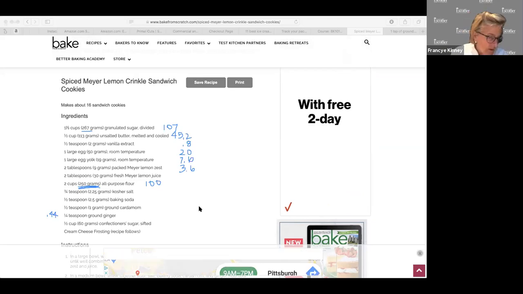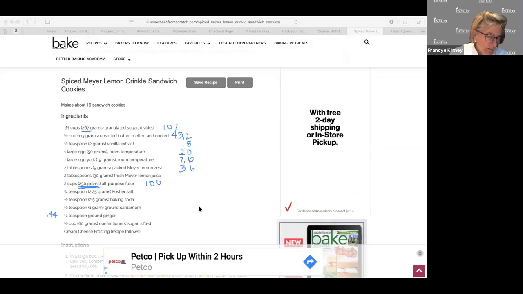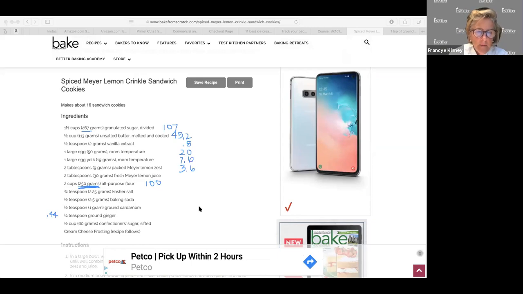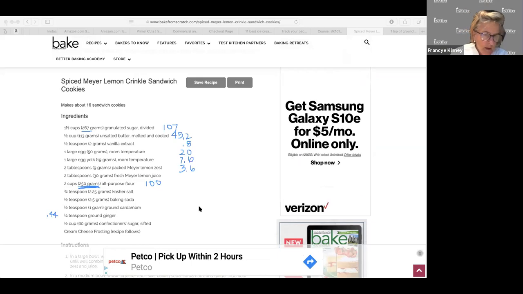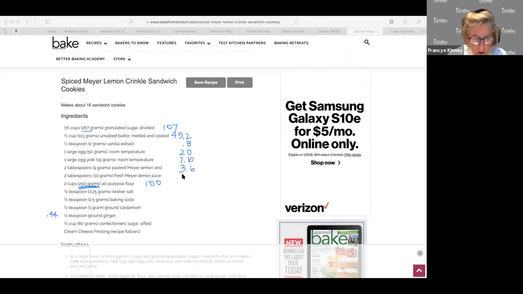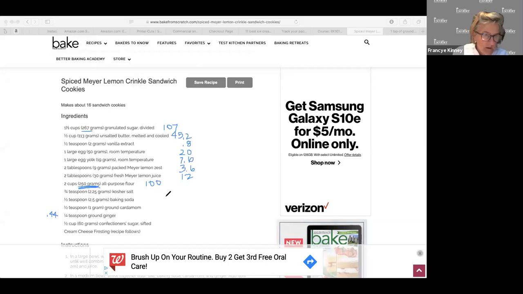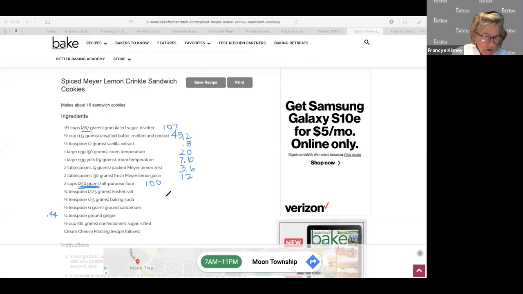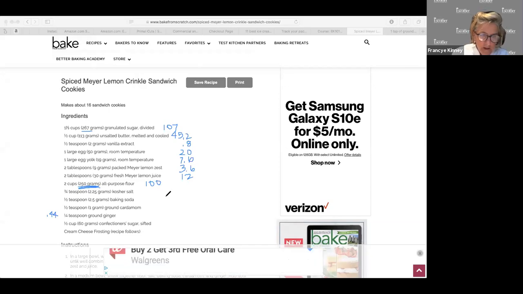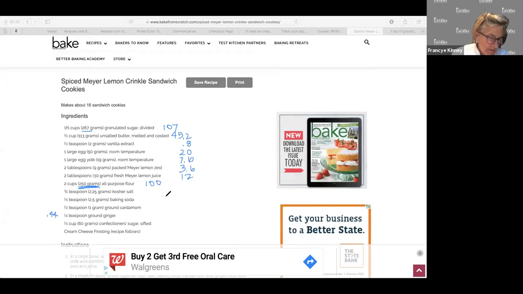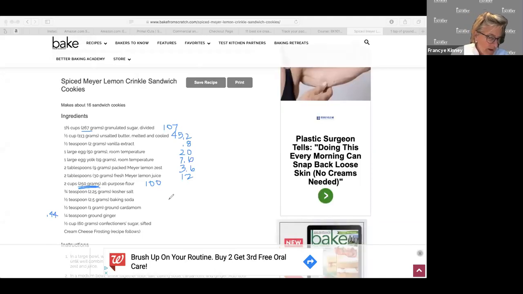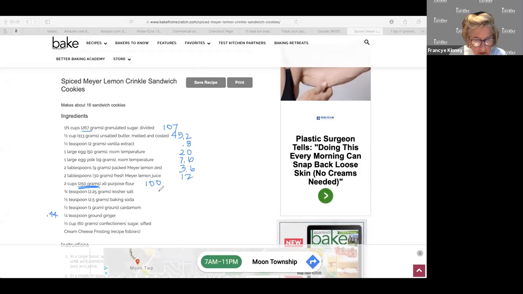Okay, then we get 30 grams of Meyer lemon juice divided by 250 times 100, and we get 12% here. And of course, there's our flour at 100%. And then we'll take our 2.25 divided by 250 times 100, and we'll get 0.9% for our salt.